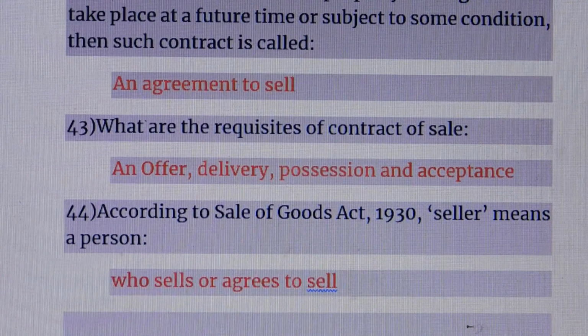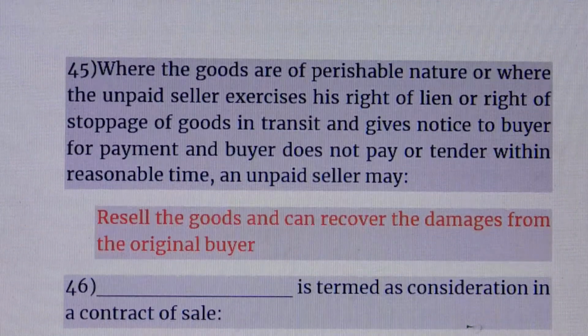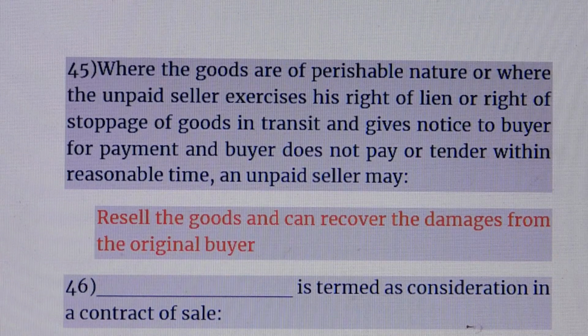Question number 44. According to Sale of Goods Act, seller means a person. Answer is who sells or agrees to sell. Question number 45. Where the goods are perishable nature or where the unpaid seller exercises his right of lien or right of stoppage of goods in transit and gives notice to buyer for payment and buyer does not pay or tender within reasonable time, an unpaid seller may. Answer is resell the goods and can recover the damage from the original buyer.